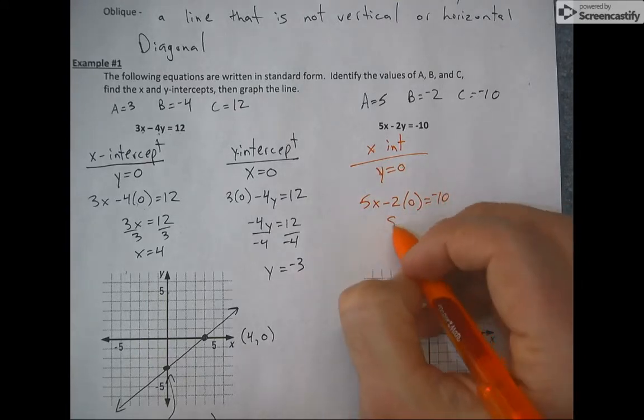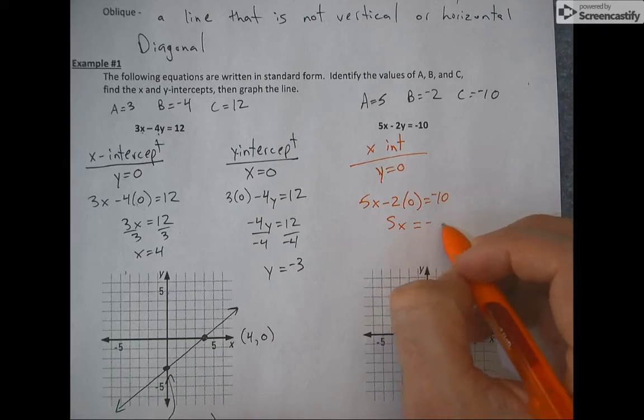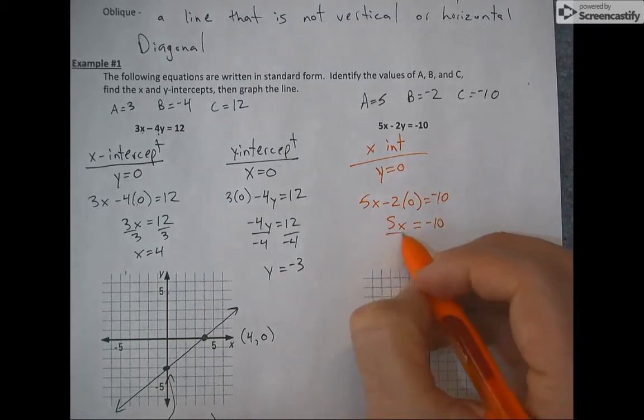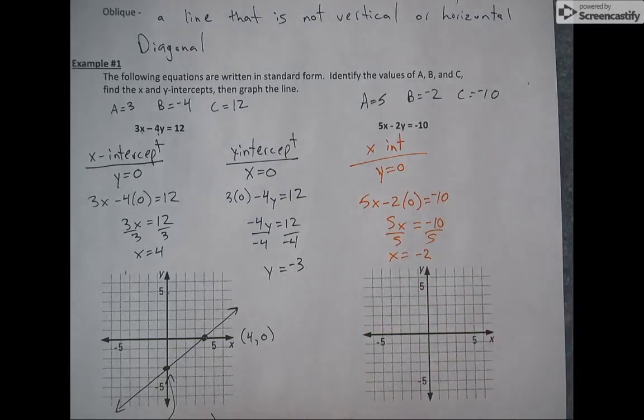Clears it out. So I have 5x equals negative 10. Divide by 5. X equals negative 2. So I know this is going to hit the x-axis at negative 2. There's going to be a point right there.